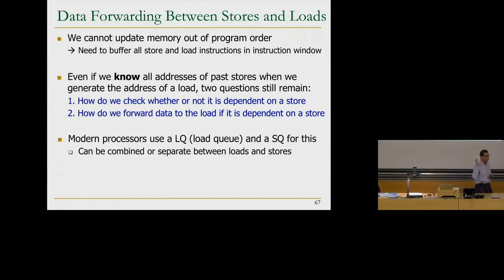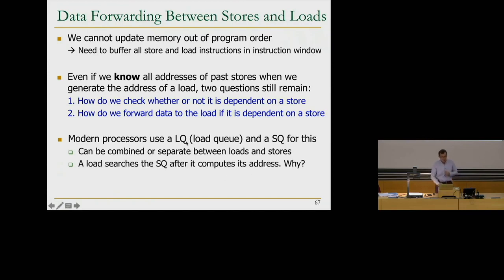For example, Pentium Pro in Intel had what was called a memory ordering buffer, MOB. So you had a MOB in a processor. But you can combine and separate, basically, you have a load queue and a store queue. So whenever you produce the address of a load, what you do is you search the store queue to check if there is any store that you're dependent on, so that you can schedule the load.